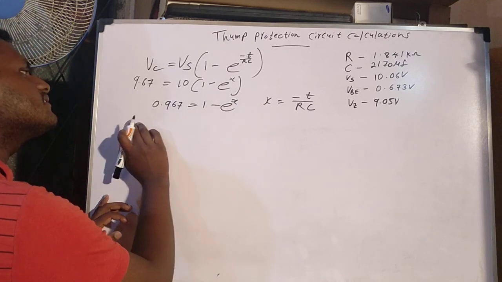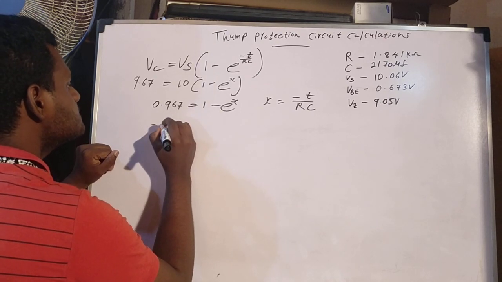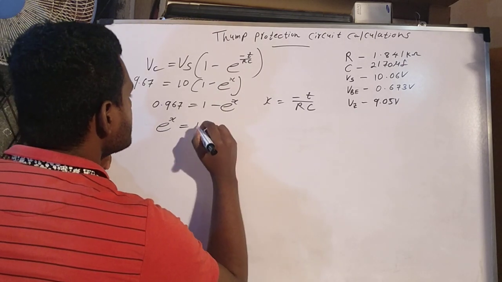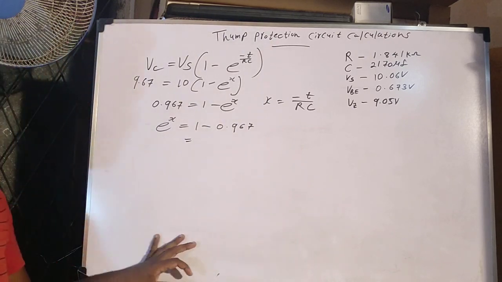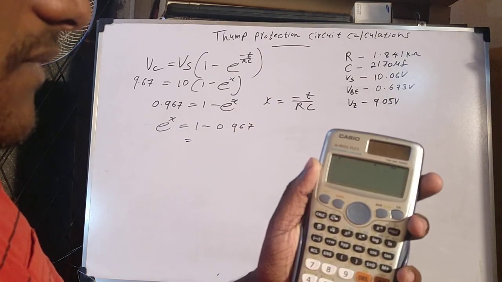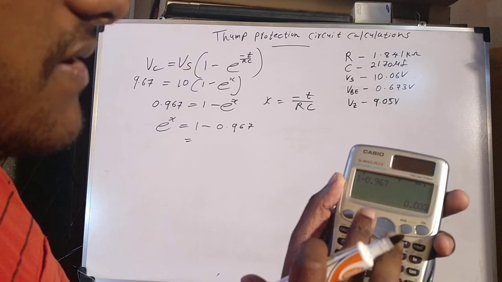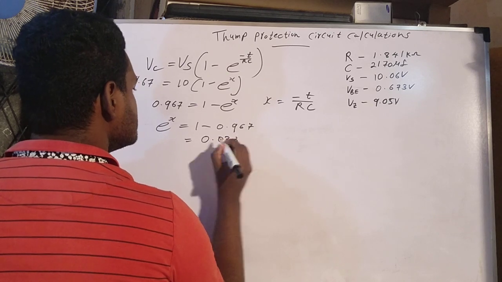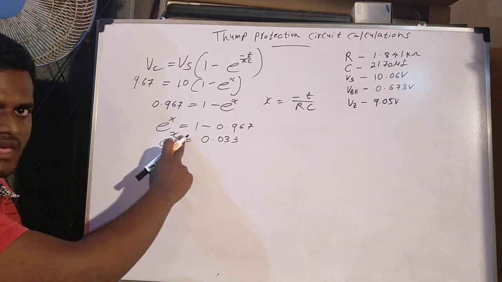Then I'm taking this e to the power x to one side, so e to the power x equals 1 minus 0.967. According to my calculator, I type 1 minus 0.967, and the value is 0.033. Then we have to find the x value.